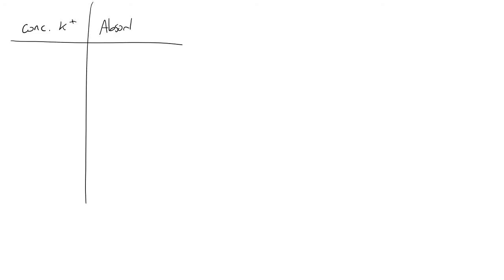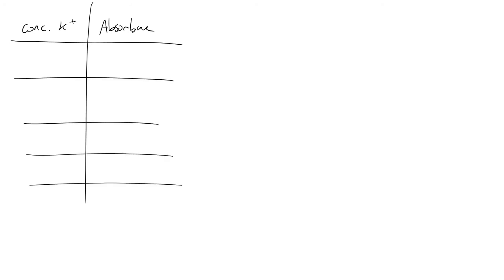Okay, so let's try another example. Let's say we were given a table of values that looks like this: the concentration of potassium ions and the absorbance. We have 5 values there. The concentrations are 0, 2, 4, 6, 8, and the absorbances are 0.01, 0.08, 0.15, 0.21, 0.27.